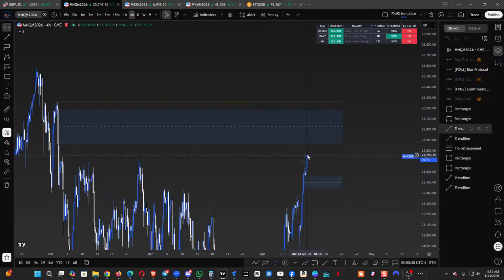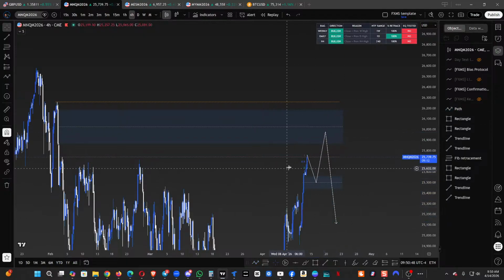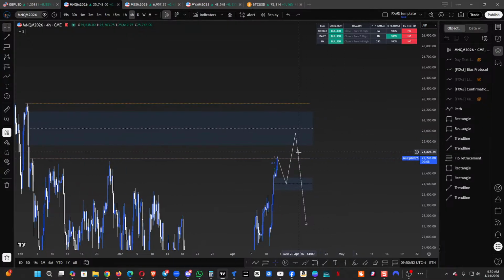So if we get a closure underneath, we'll get a retracement. Price will come back down into this imbalance here, and then we'll see price come up into this one, and then we'll get a move down. I like the sequence of events that I'm looking for. That's what I'd like to see happen, if it's possible.